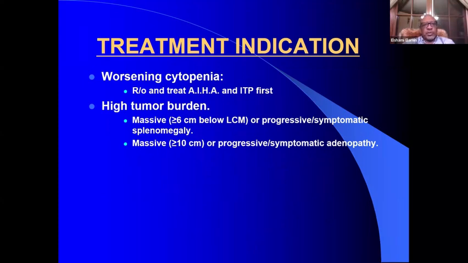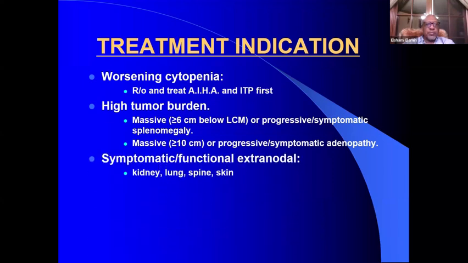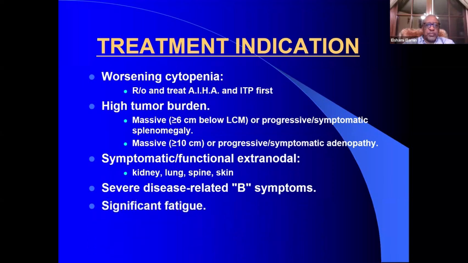So it doesn't fit. Massive lymphadenopathy means lymph nodes of 10 centimeters or more. Our patient's lymph node, we mentioned, is 3 centimeters in the axilla, so it's not bulky disease. If the patient is symptomatic or has functional extranodal involvement, our patient doesn't have that. Renal function was okay. Severe disease-related B symptoms: he denied B symptoms, our patient.